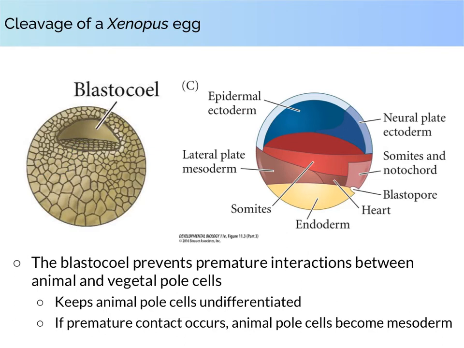So the blastocele is important for keeping the ectoderm cells undifferentiated until during gastrulation cell movements lead to a rearrangement of these cells so that they are able to be placed in regions that will allow them to develop normally as ectoderm.